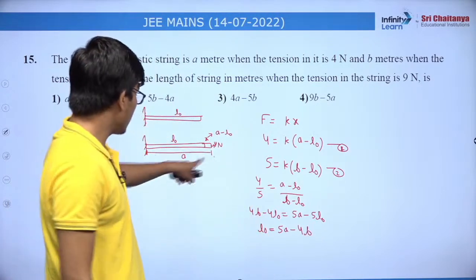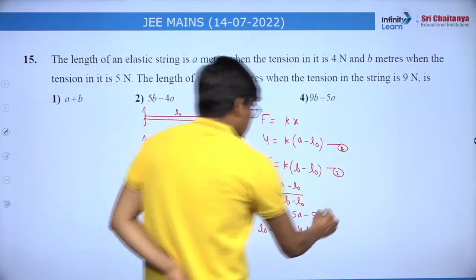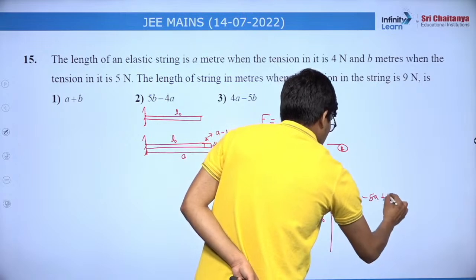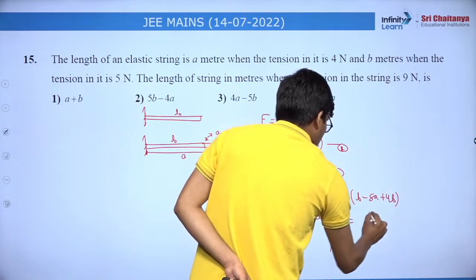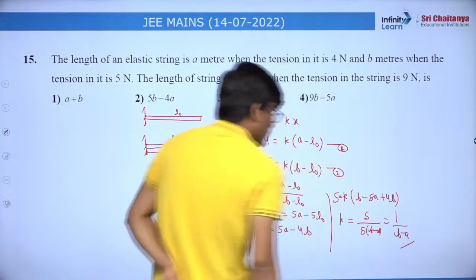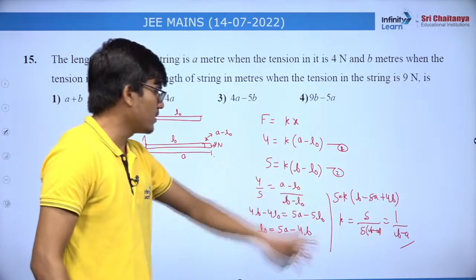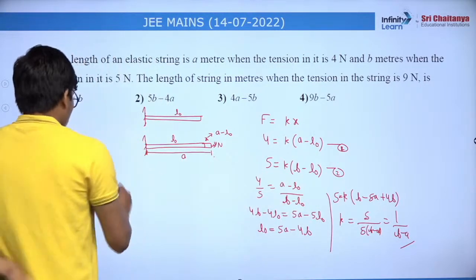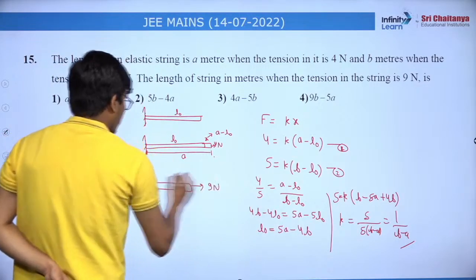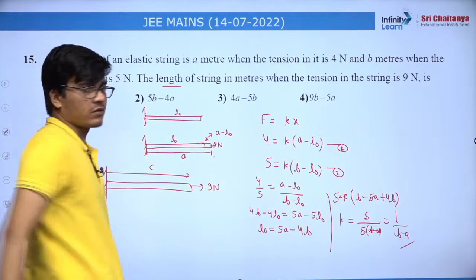If this is A and in case of 5 Newton this is B, then this should be the natural length. Alright, can we find K? Just put the value of L0 in any of the equations, you will get K also. From here you can write 5 upon 5B minus A, so K value will be 1 upon B minus A. So we got the spring constant, or you can say the elastic string constant, and the natural length. Now instead of 4 and 5 Newton, you are applying a 9 Newton force, and now you have to tell the total length. Total length, not extension, total length.